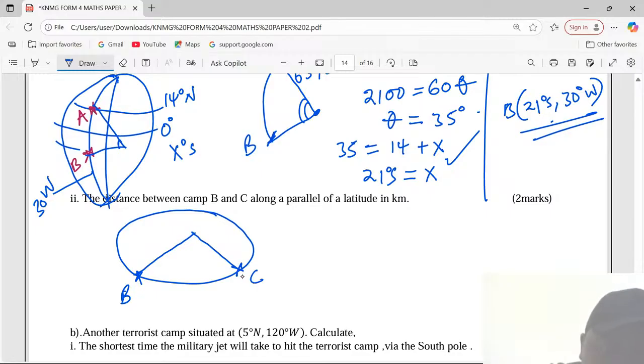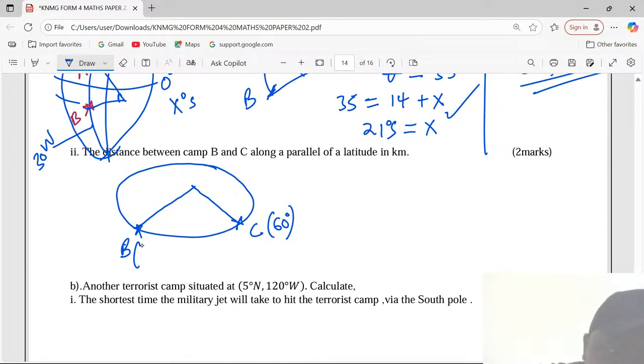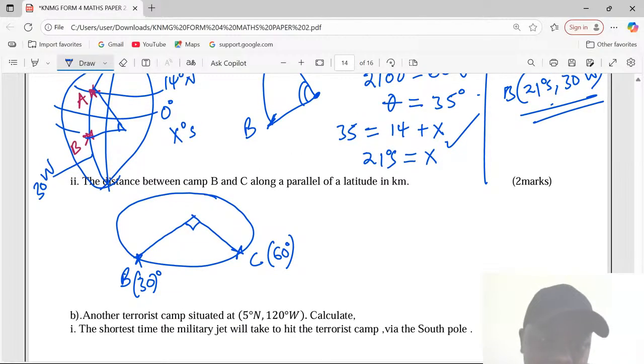C is here. C equals 60. And B is at 30 in the west. 30 in the west all the way to 60 in the east. So we are going through an angle of 90. We move through the 30, we arrive at the prime meridian, and we proceed for another 60. That means we will have gone through an angle of 90.